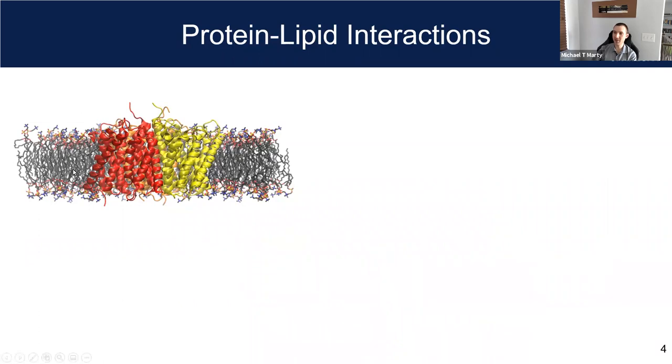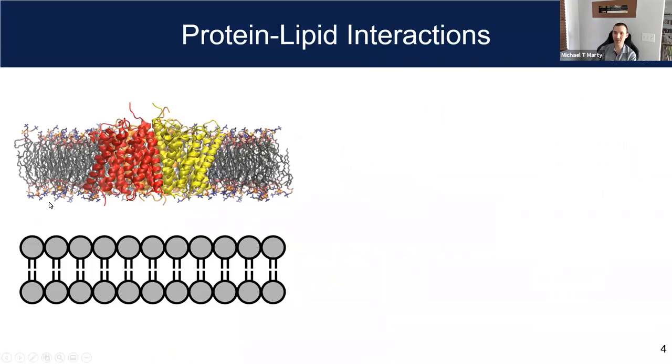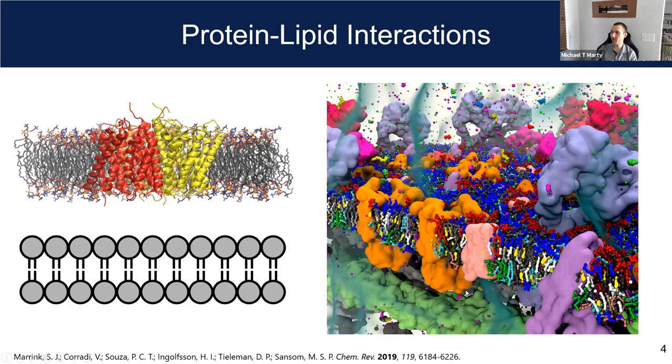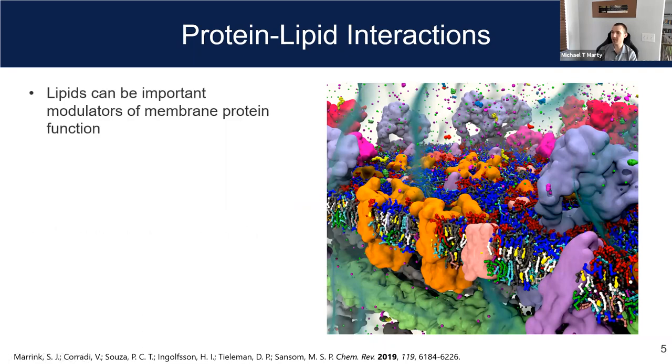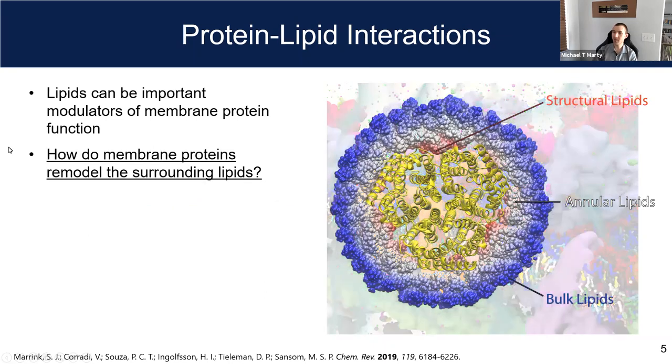Because, you know, most cartoons of membrane proteins show them in this kind of nondescript lipid bilayer, right? We have this sort of textbook image of identical lipids all stacked perfectly in order. But real membranes are really far more complex, right? We have lots of different lipids, lots of proteins all interacting. And what we really are interested in is trying to understand, we know that the lipids can be important modulators of function. So we want to understand how they interact directly with the protein, right?